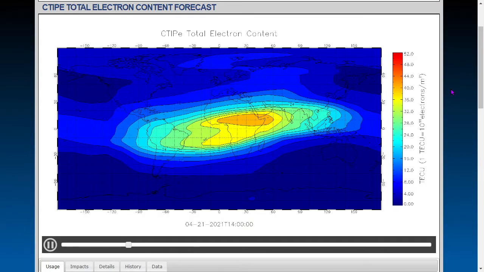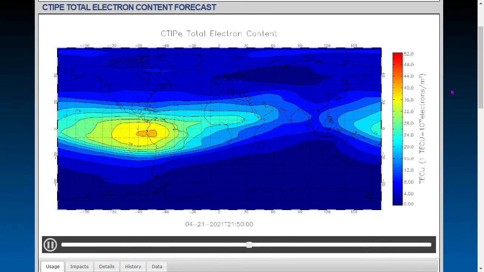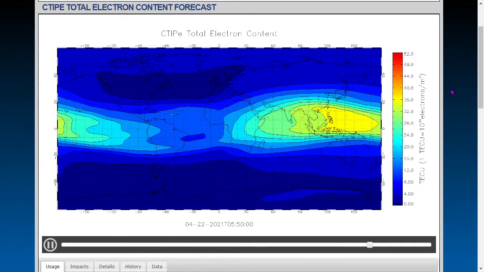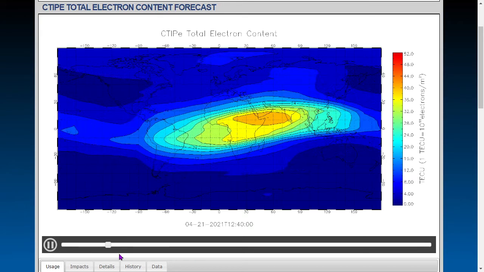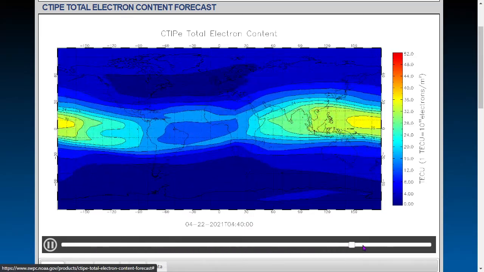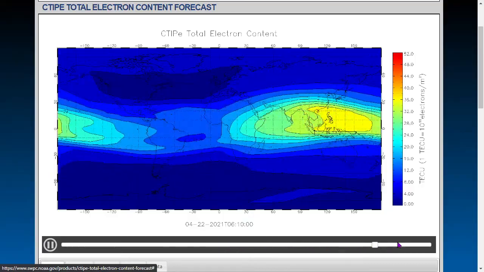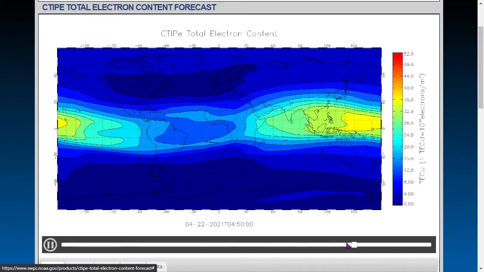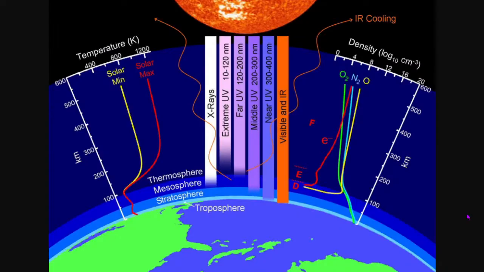So here's the total electron content forecast, and we're seeing pretty organized electron blobs here. Actually, significant GPS errors happening at night there over places like the central Atlantic Ocean. So pretty disorganized electron flux right now. These zones, especially over the central Atlantic there, lots of nighttime GPS errors happening there.